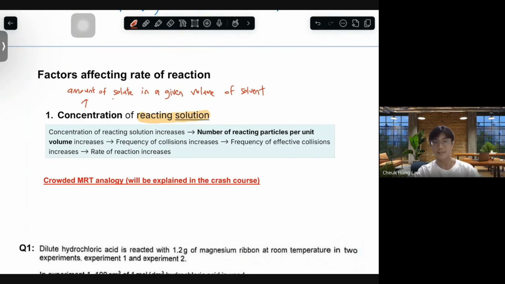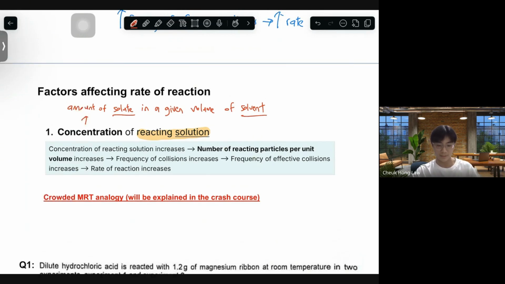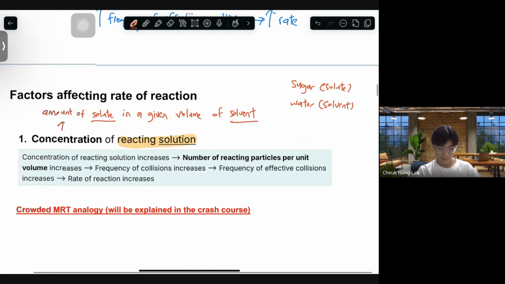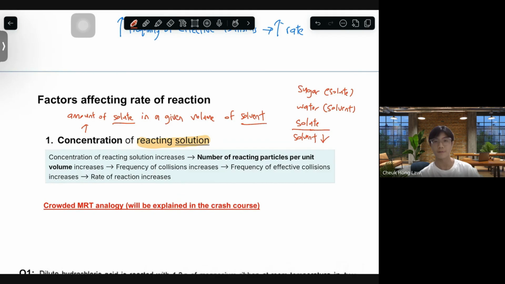Your solute is the substance that dissolves. Okay, your solvent is the substance that dissolves the solute. For example, you mix sugar and water together, sugar will dissolve, right? So sugar is the solute, water is the solvent. So it's basically like solute over solvent. So if I have more solute in the same amount of solvent, that means my concentration increases. Okay, or if I have less solvent for the same amount of solute, then my concentration increases also.